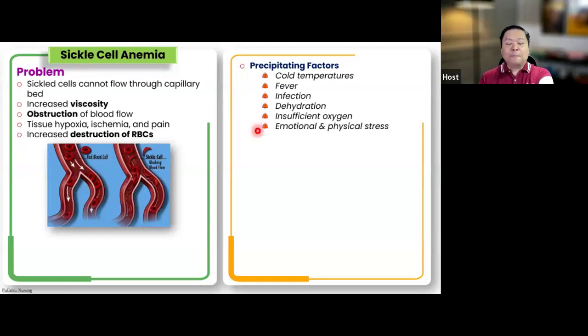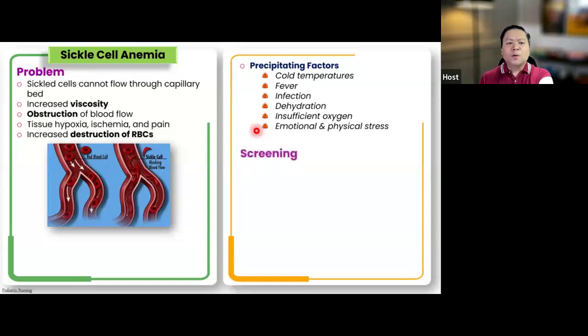Okay. Now, another is emotional and physical stress. Again, this can increase the demands of oxygen inside the body. This can precipitate that. So we are to expect that these types of patients will experience this crisis.